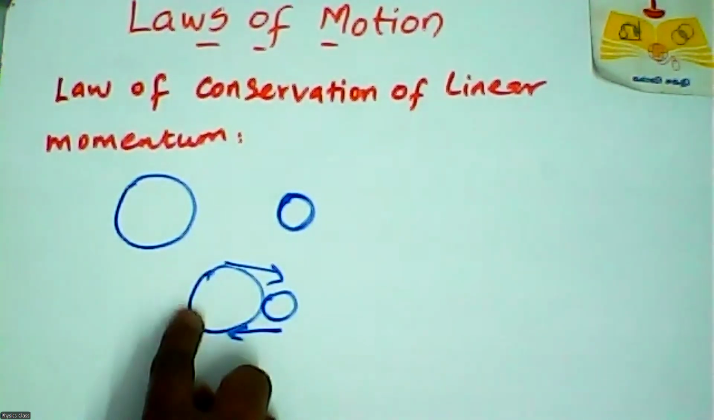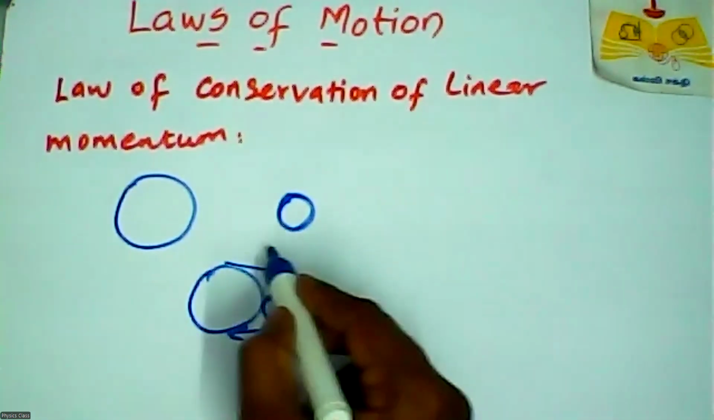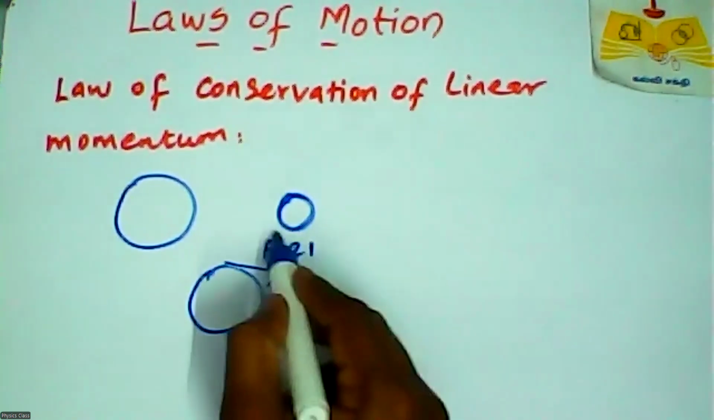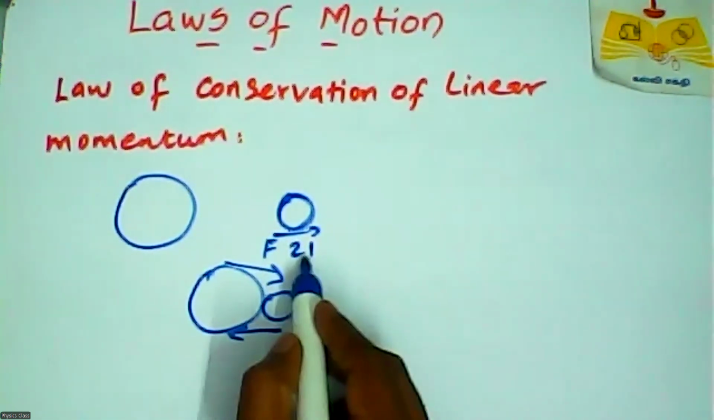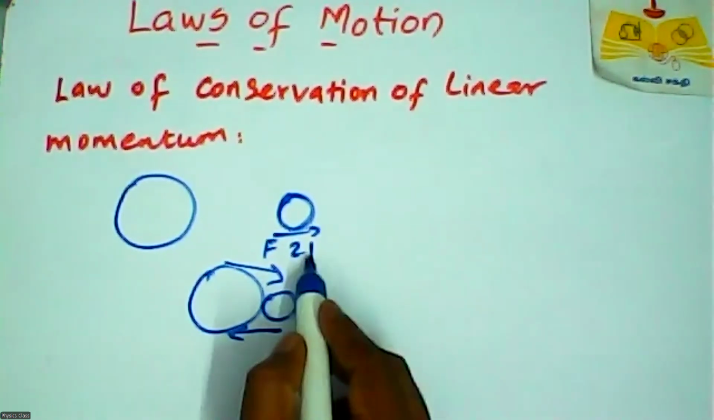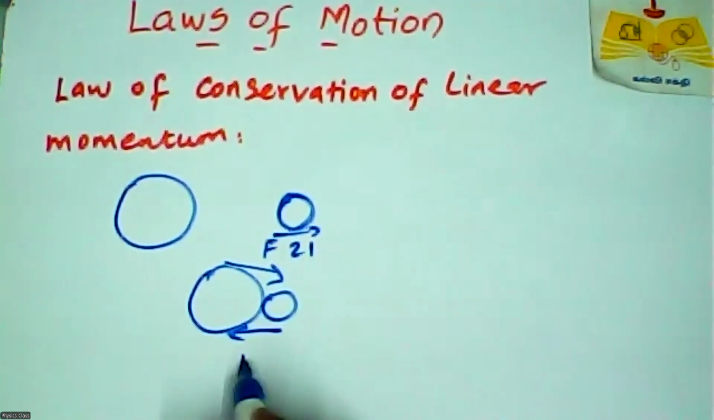Particle 1 exerts a force, that is F21. F21 means the force acting on the second object by the first object. So here F12.